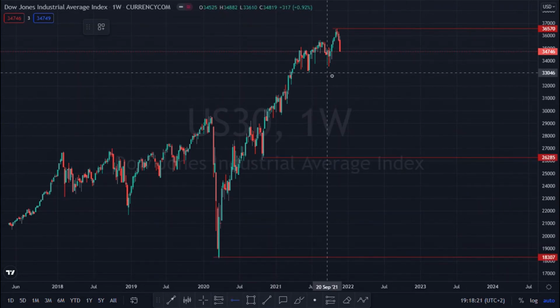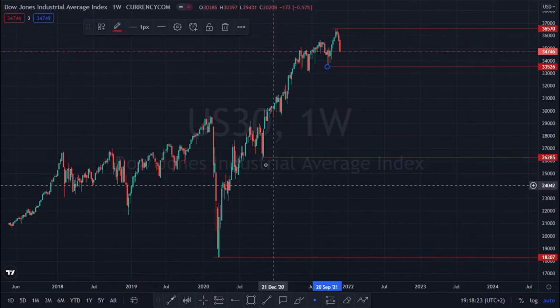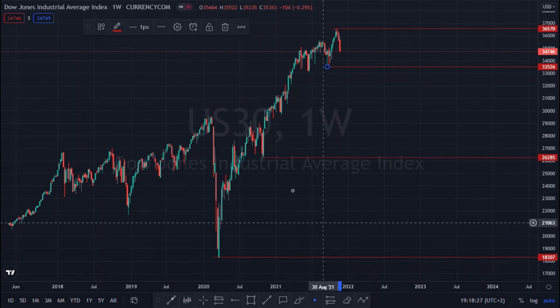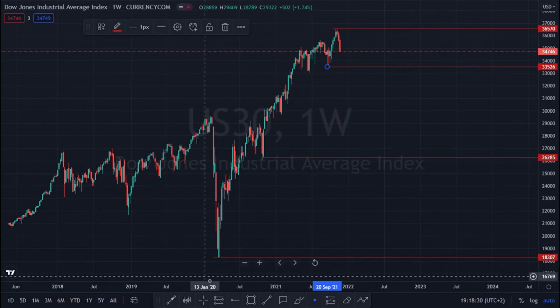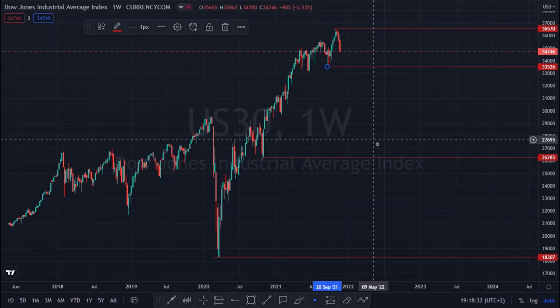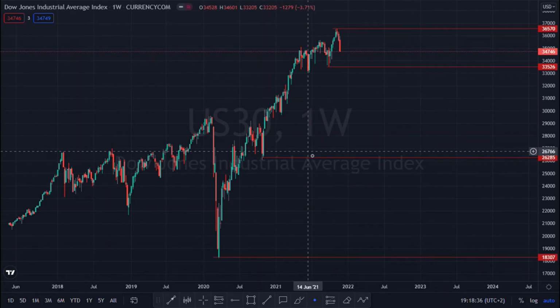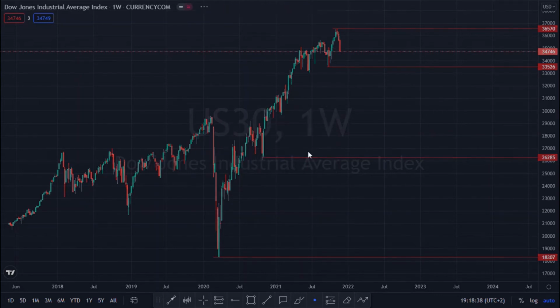You don't actually have to go all the way down to this level here, because it's highly unlikely that US30 would want to actually come back towards the significant levels. I'm not saying that it's impossible, but it's highly unlikely. So you focus on current market data, guys. And now we go to the daily time frame.